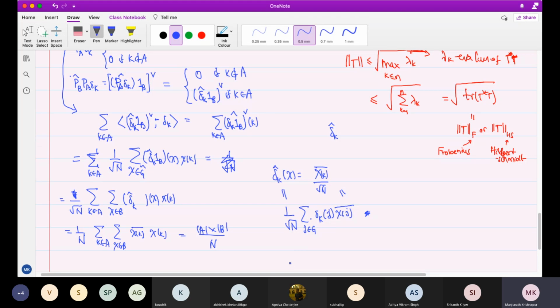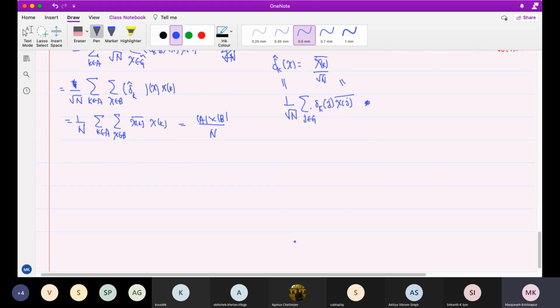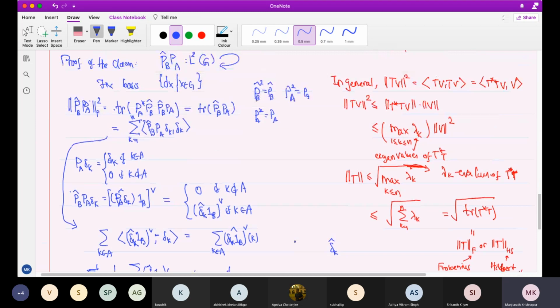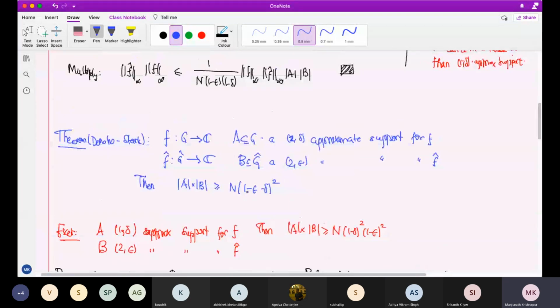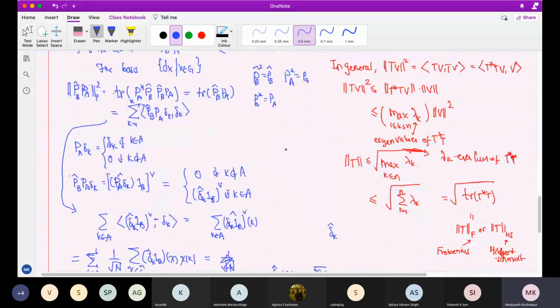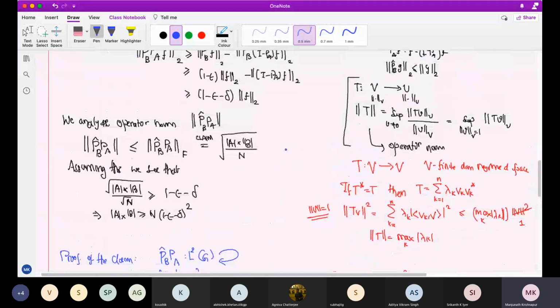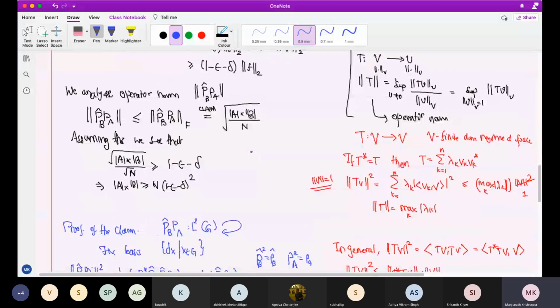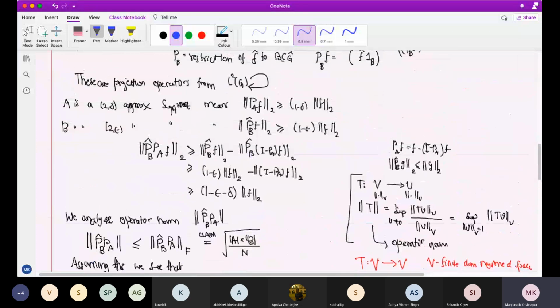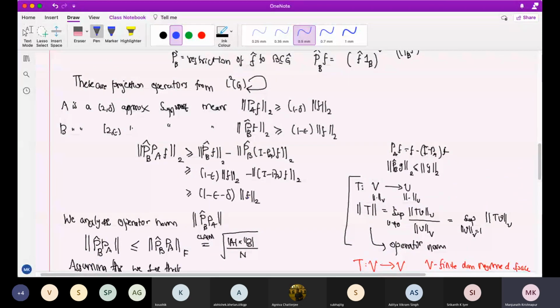Any other questions, comments? So this is the Donoho-Stark robust version of the uncertainty principle, that even for delta and epsilon supports, you have this inequality. Okay. The whole thing comes from here. If you see what happened in the proof, we showed that the norm of PB hat PA F is more than or equal to 1 minus epsilon minus delta times the L2 norm of F.